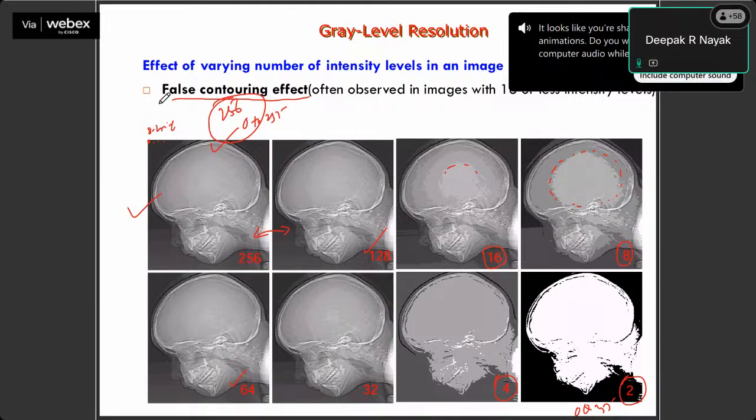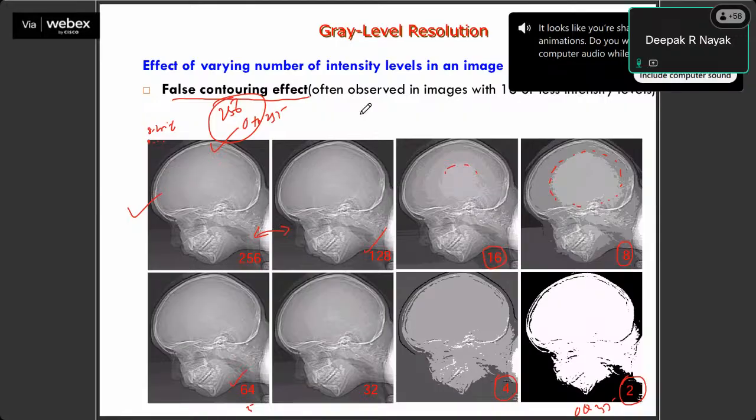Similarly, you can compute the number of bits required for each of the pixels present in the image. If you can represent it with, let's say, 6 bits or 5 bits, obviously the size of the image is going to be less compared to the original image. This is a major goal, but it should not lead to any false contouring effect.